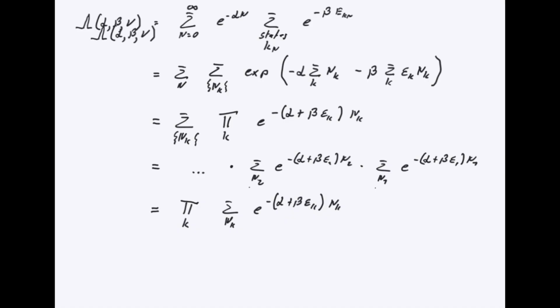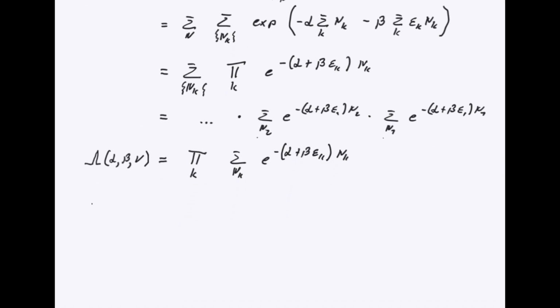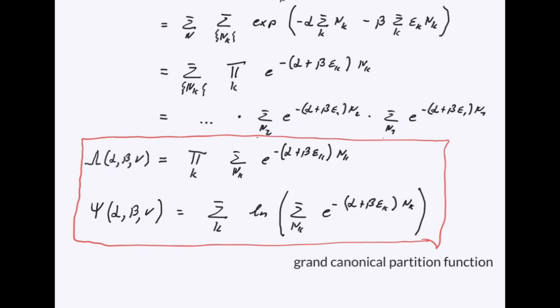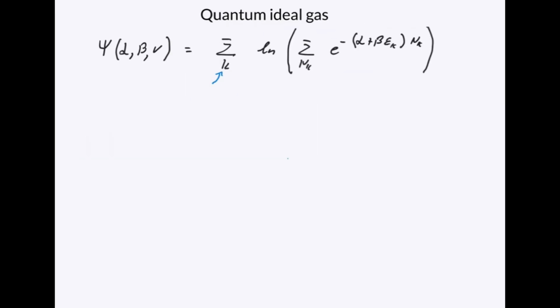So we just derived the partition function of a quantum ideal gas, which with a logarithm is related to the grand canonical potential Phi as a function of alpha, beta, and V, equal to the sum on all states k, log of the sum on all the occupation numbers of that state k, e to the minus alpha plus beta epsilon_k times n_k. So let's further consider the grand canonical potential Phi.